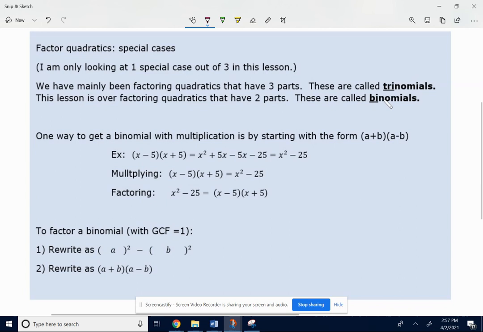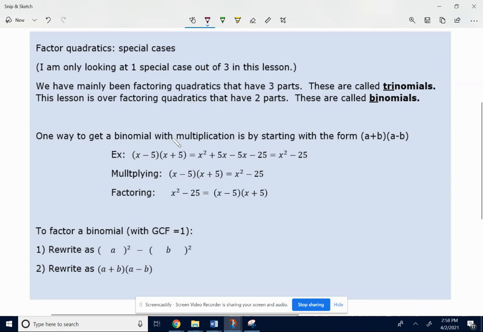Bi means two. One way to get a binomial with multiplication is by starting out in the form a plus b, a minus b. I just mean two sets of pieces that are the same, but there's a plus sign between one set and a subtraction sign in between the other. Now, you may not have seen this on your learning path. Some of you have, some of you haven't. So just do the best you can. I think you'll catch on, even if it wasn't on your learning path.